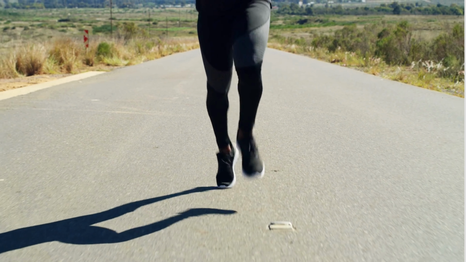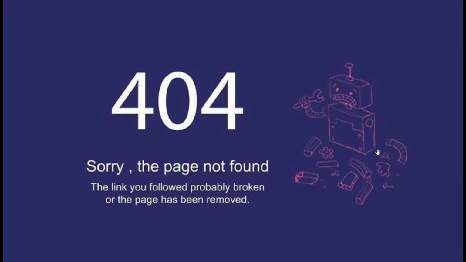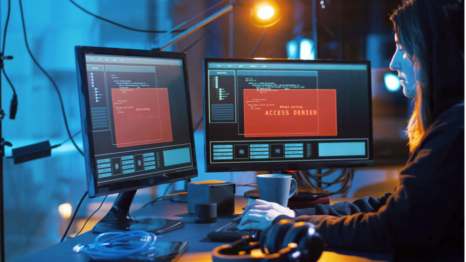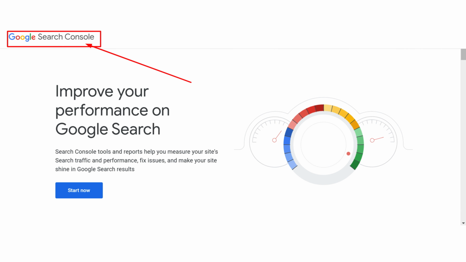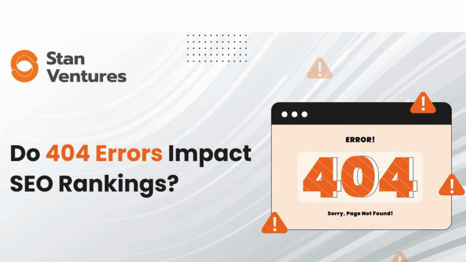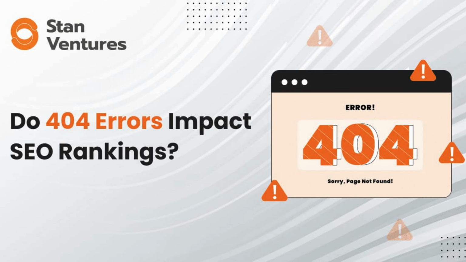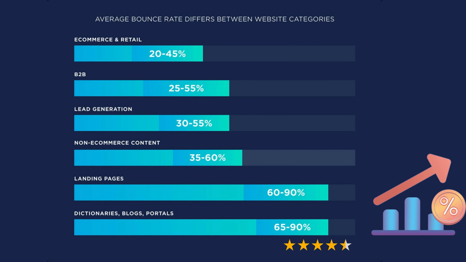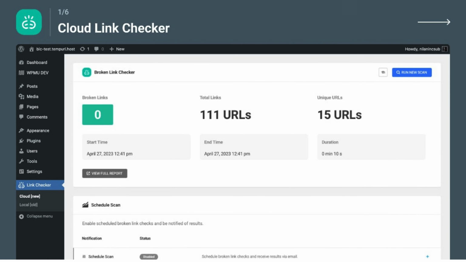The first step to fixing 404 errors is identifying them. Here's how you can do it. 1. Use Google Search Console to find crawl errors. Log in and navigate to the Coverage or Crawl Errors section to see pages returning 404 errors. 2. Check your website analytics for pages with high exit rates or bounce rates. 3. Use online tools like Broken Link Checker to scan your site for broken links.